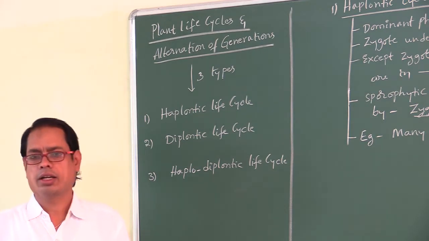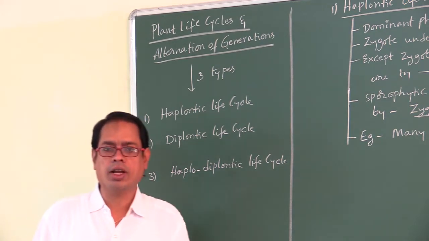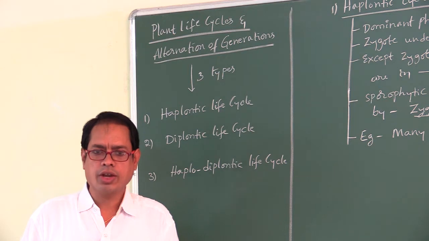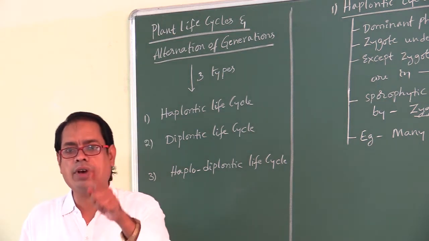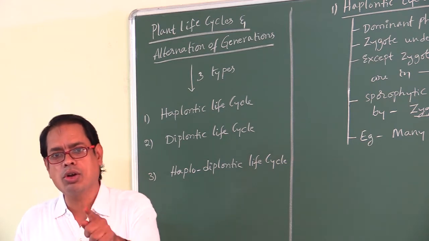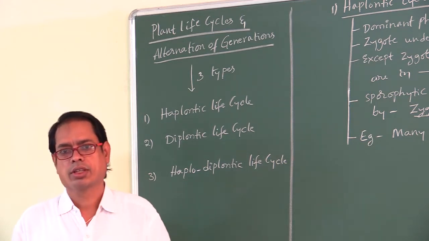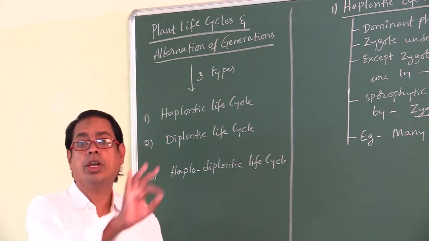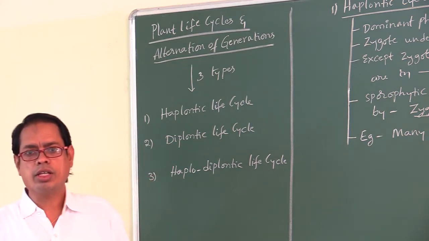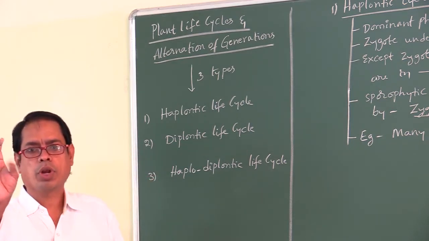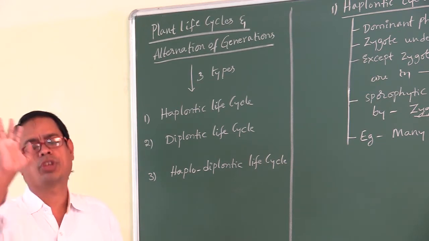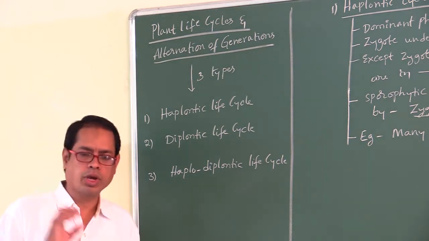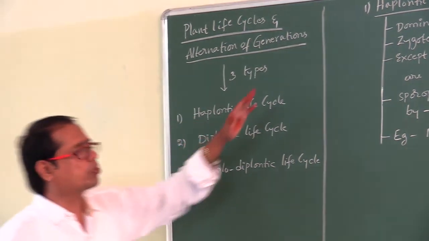Another point, in algae and fungi, will the zygote undergo mitosis or meiosis? In algae and fungi, zygote undergoes meiosis. That means in algae, embryo is not found. Embryo is found in the life cycle of bryophyta, pteridophyta, gymnosperms, angiosperms. Those are the points, and let's learn one by one.